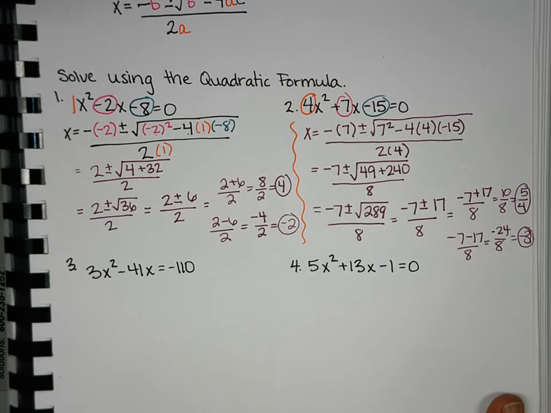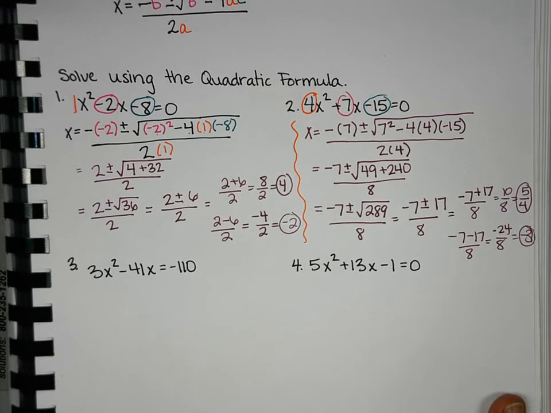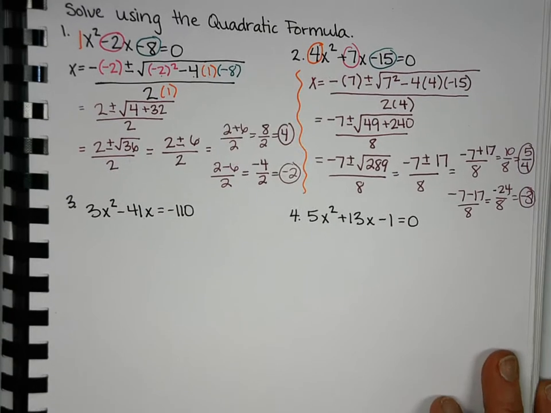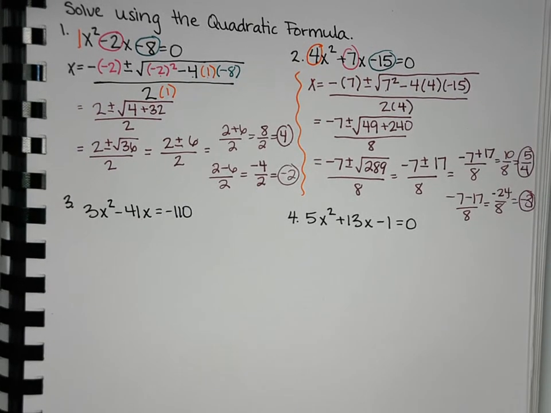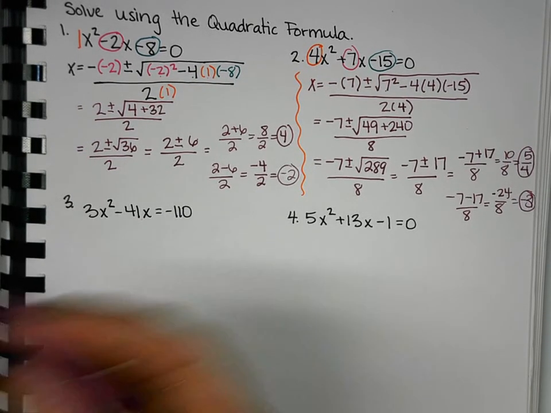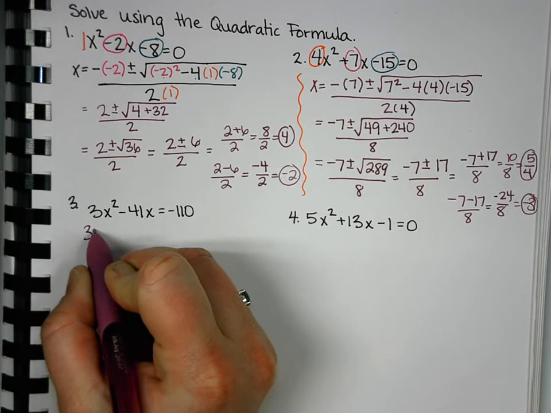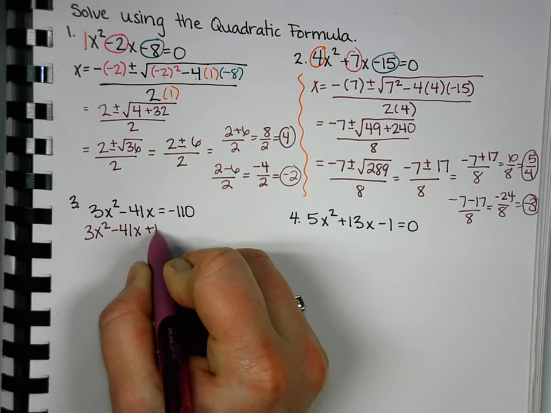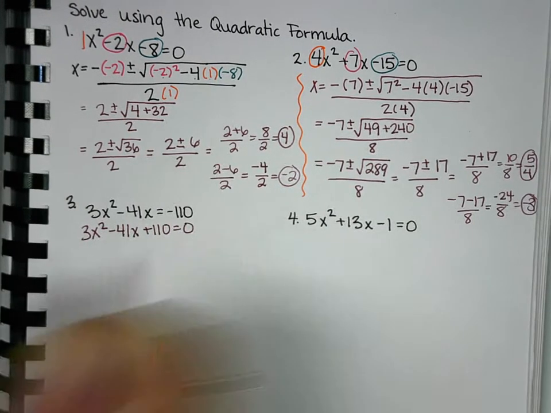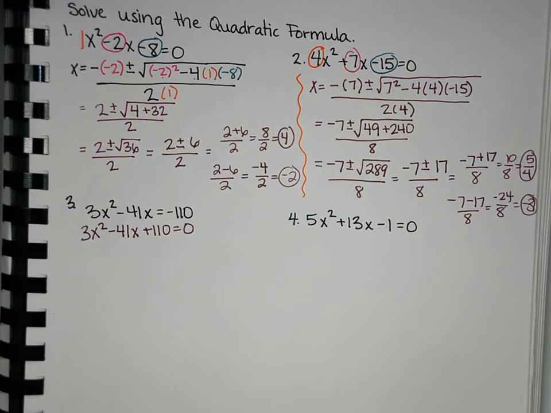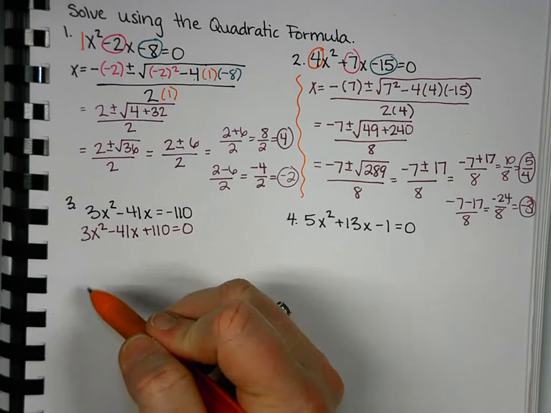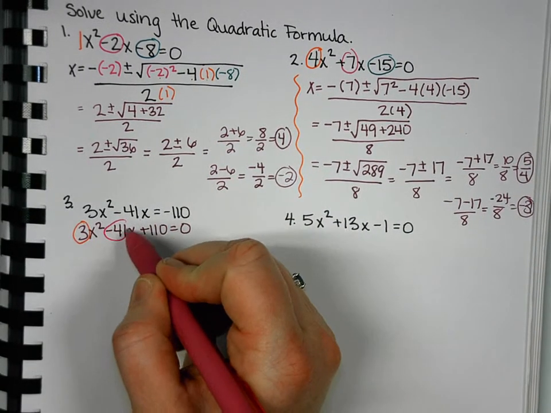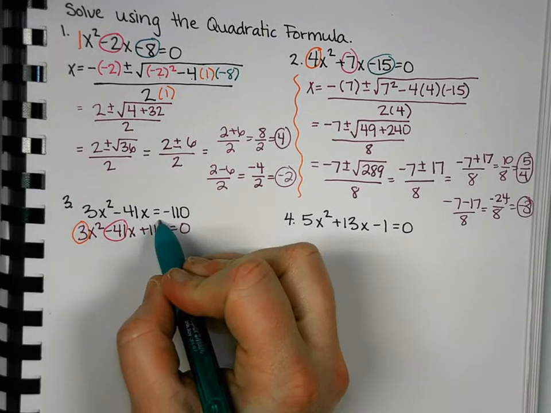Okay, on number 3, how would we start that one? Okay, this one's not equal to 0, so we do have to move that 110 to the other side before we do our A, B, and C. So what is A? 3. What is B? Negative 41. And what is C? 110.